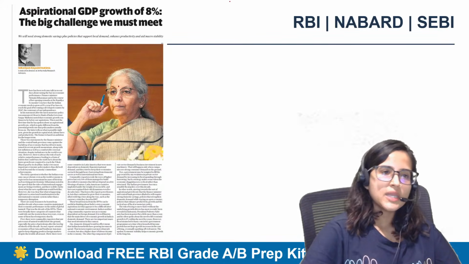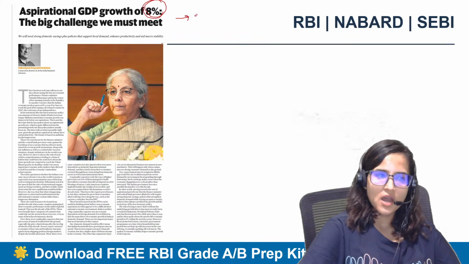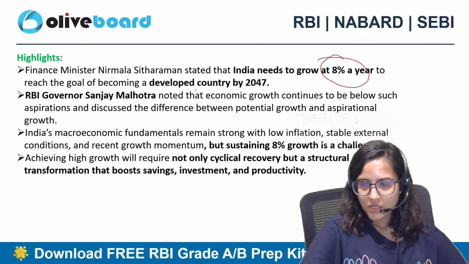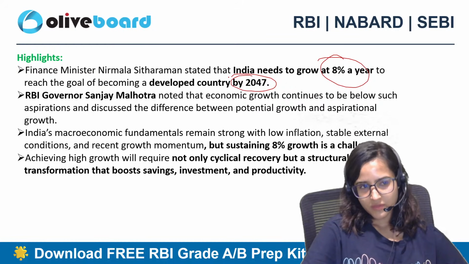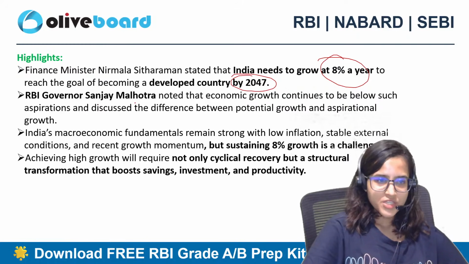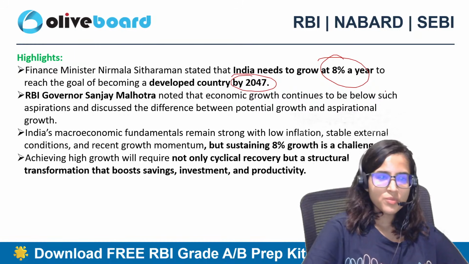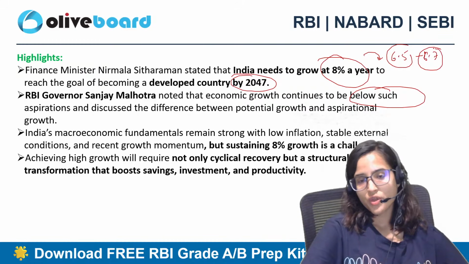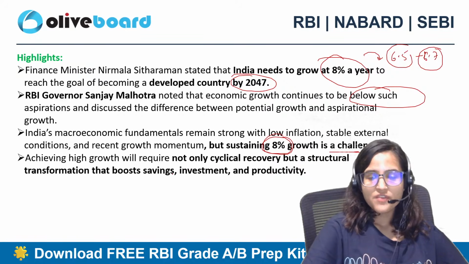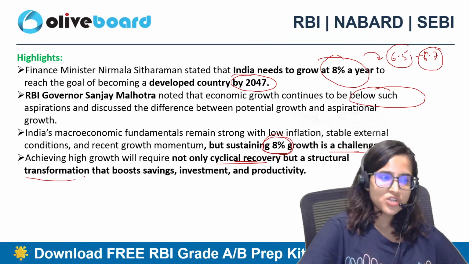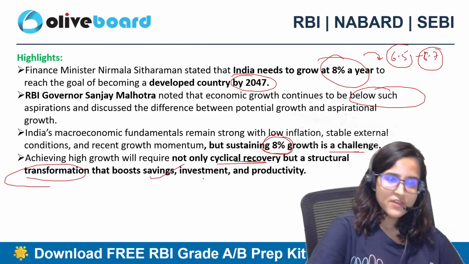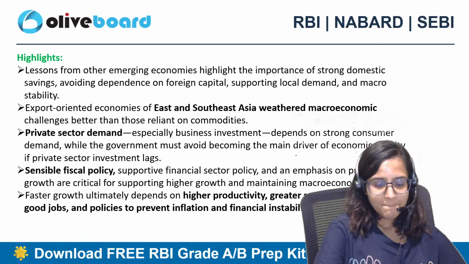She says that we need a GDP growth rate of 8% to meet our 2047 target. So what is she saying? That India needs to grow at 8% per year if we want to become a developed country by the year 2047. Okay. Sanjay Malhotra ji noted that economic growth continues to be below such aspirations. So our economic growth is very low. It's around 6.5, 6.7%, which is quite low. We need to sustain 8% growth, which is a very big challenge. Okay. Achieving high growth will require not only cyclical recovery but a structural transformation. So we have to focus on the change in the structure of our economy, which is going to boost savings, investment, productivity. Okay. Fine.